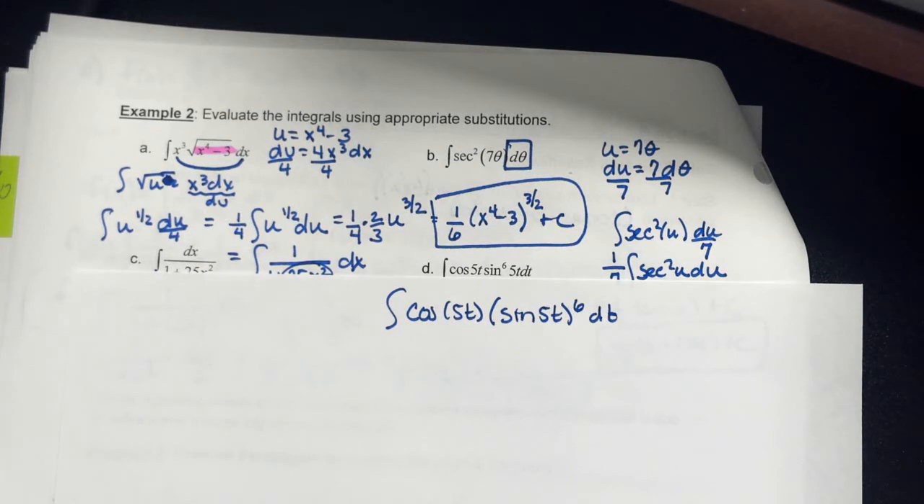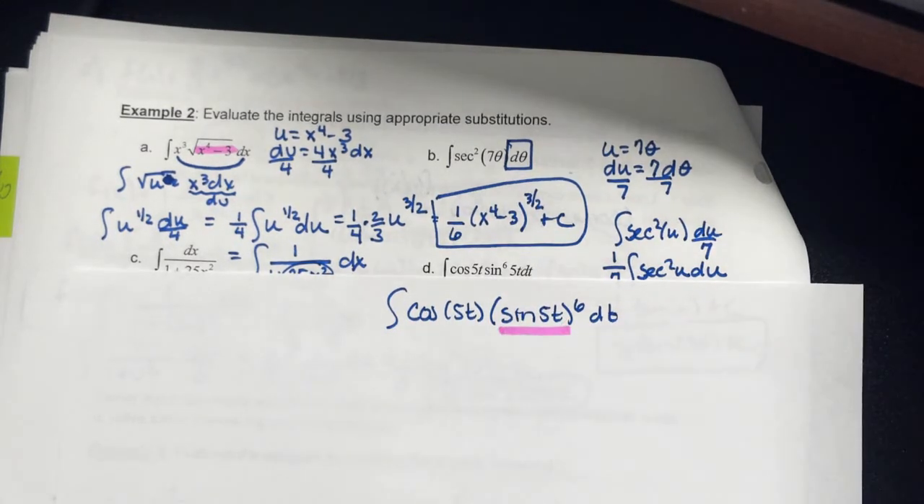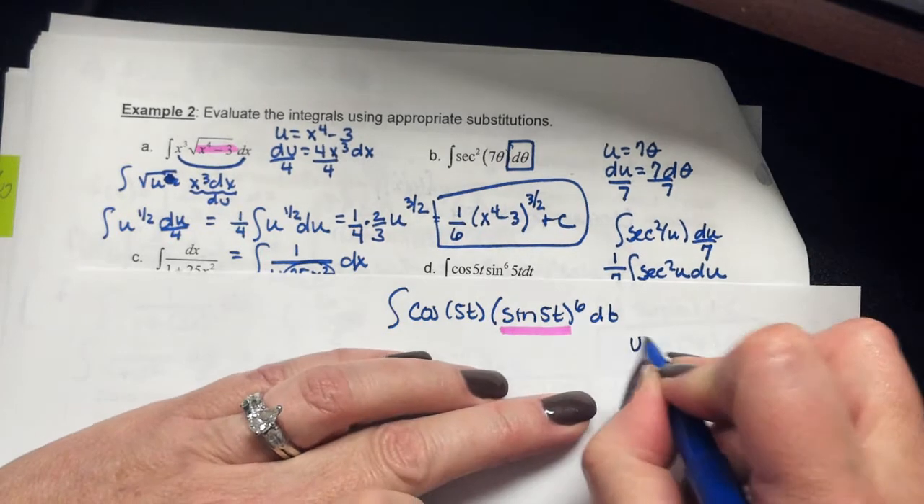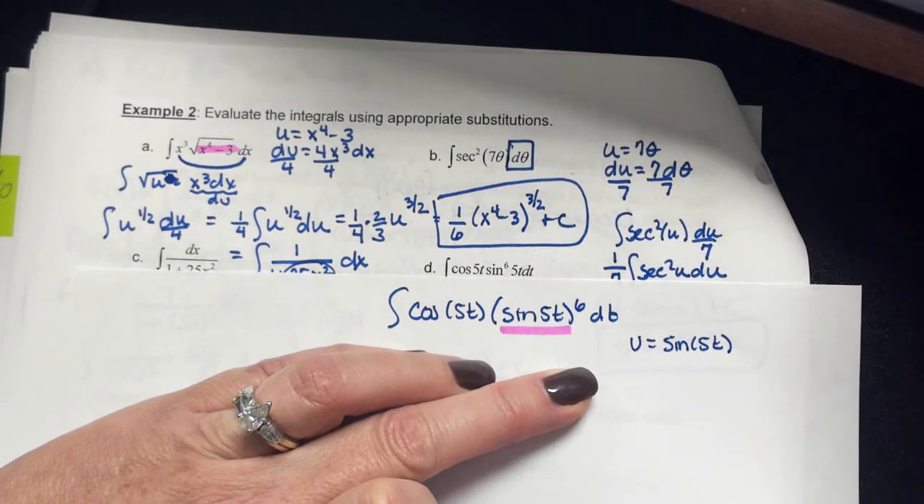So do you have any thoughts? First of all, you've got a product. So right away, this is an idea. You have a product and you have a composition, a function within a function. So this is where u sub needs to be coming to mind. Do you have any thoughts what you're going to let u be equal to? Sine or cosine? What do you think? Sine. Notice sine is inside what's raised to the 6th power. So I'm going to let u be equal to the sine of 5t.